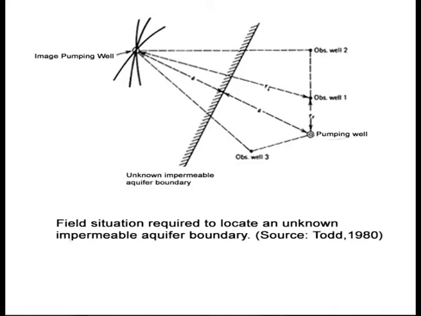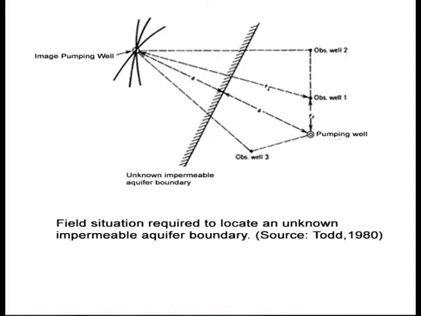So this is Ri. From observation well number 2, if you draw an arc of the circle, when the three arcs intersect each other, this is the point of the image well. So the image well is located. When you connect this image well to the real well, in the midway of this line the aquifer boundary is situated, and its direction is perpendicular to this line.